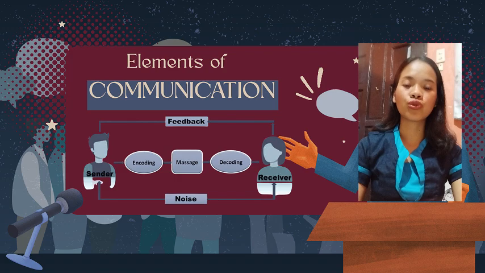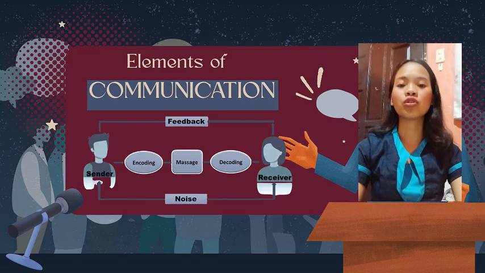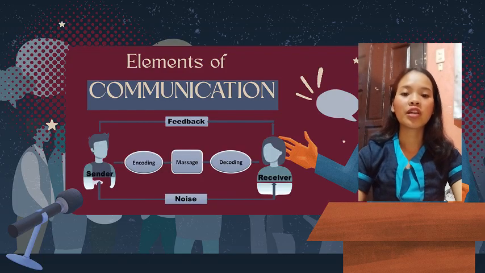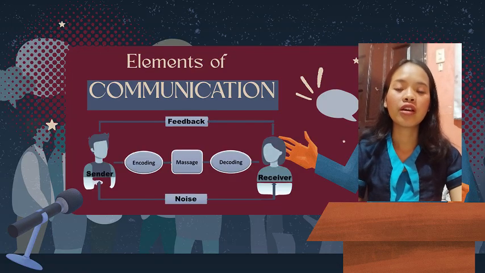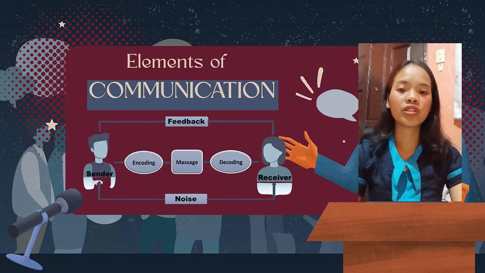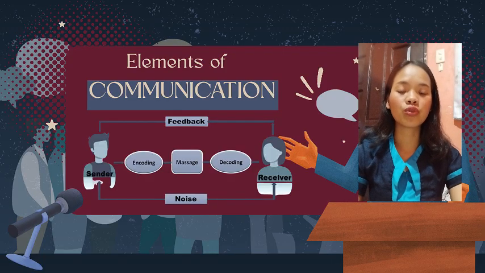Next to decoding we have the receiver. The receiver is the other person to whom the message has been sent. Like I've said earlier, I am the sender of the information and you are the receiver. Anything that I've said in this video, it's your task to decode the information so that you can understand it. By doing that, you are acting as the receiver.